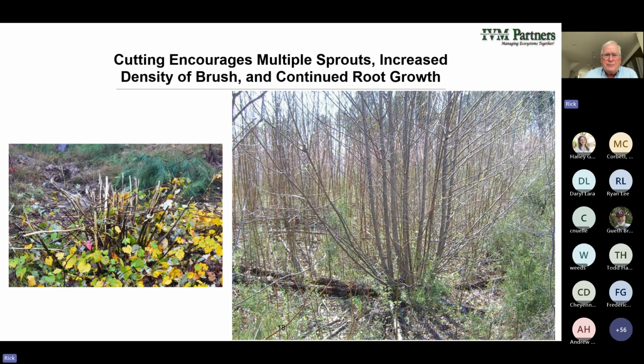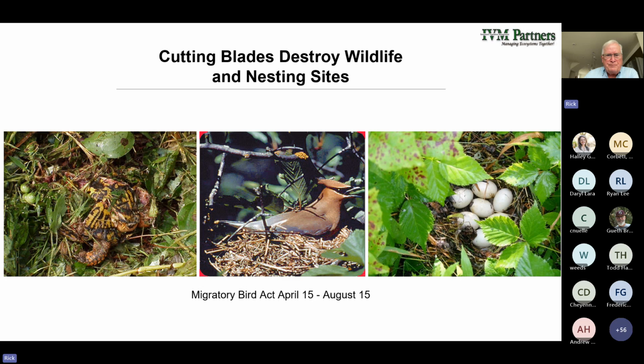And when you cut, you've done nothing to the root system. All you're doing is cutting off the top. It's going to sprout back. It's going to form multiple sprouts. And so you compound your problem over time.